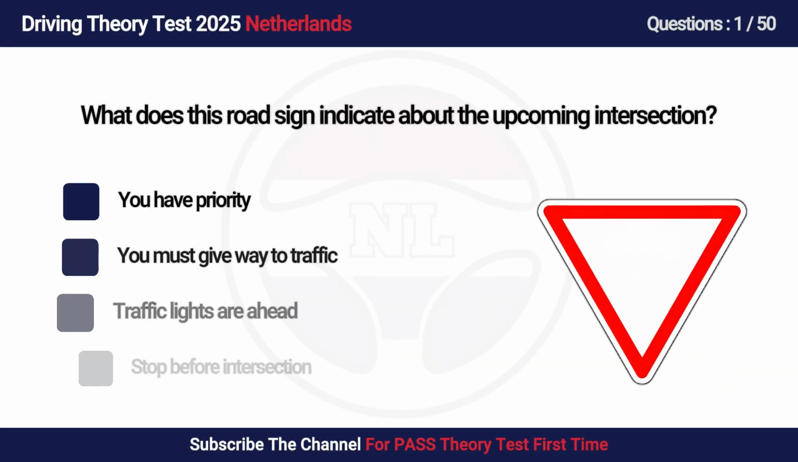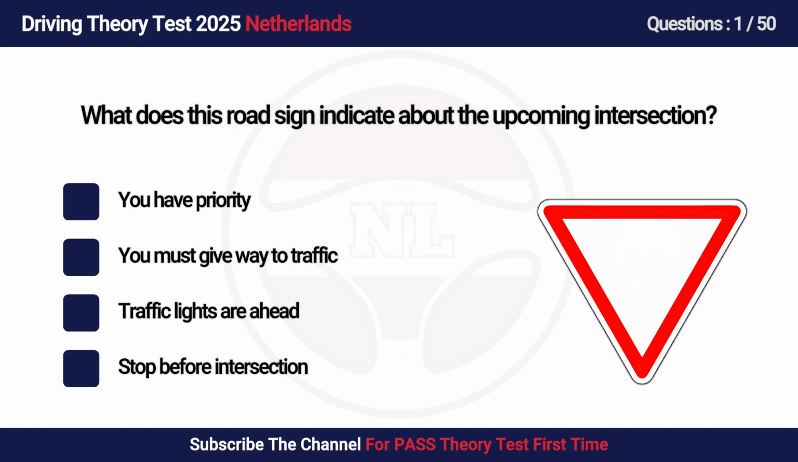Question 1. What does this road sign indicate about the upcoming intersection? A. You have priority. B. You must give way to traffic. C. Traffic lights are ahead. D. Stop before intersection.